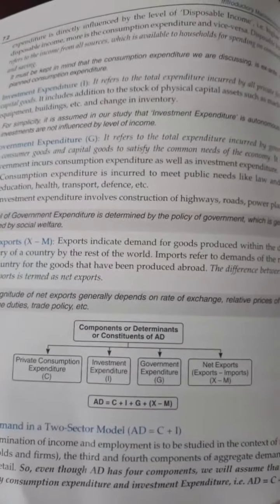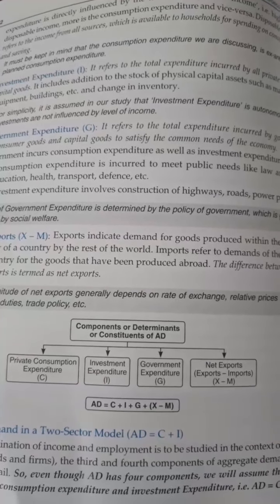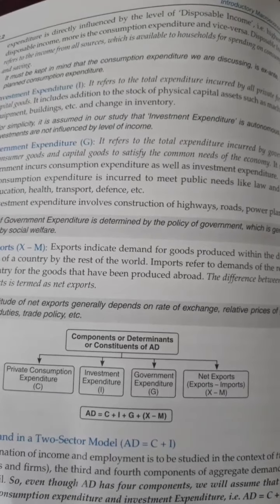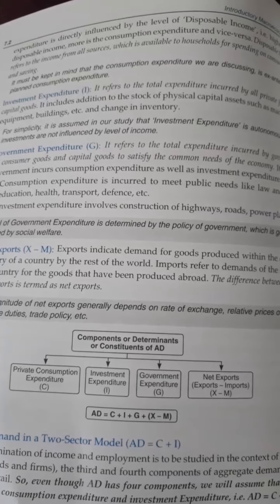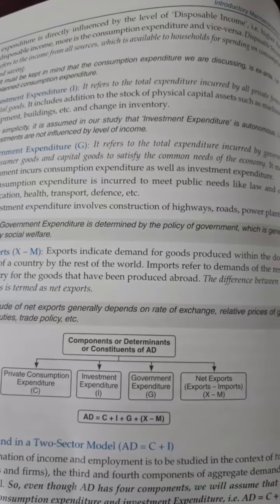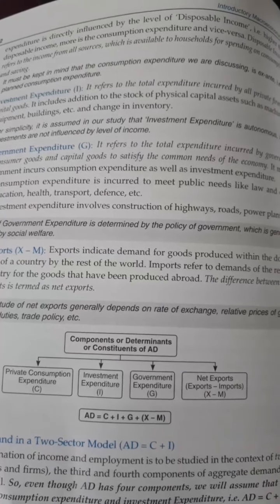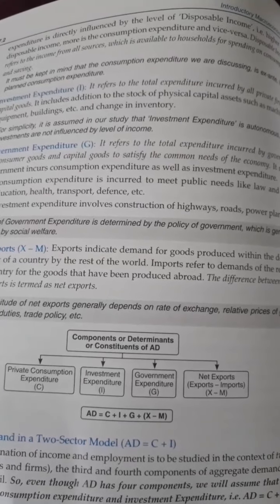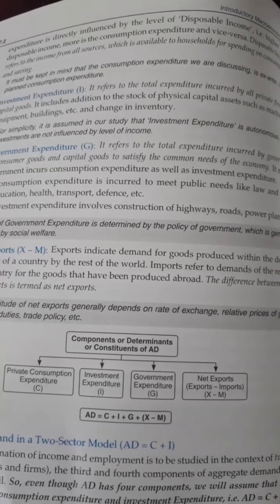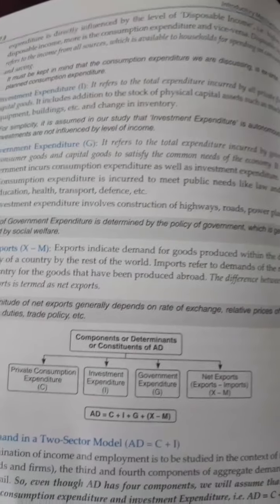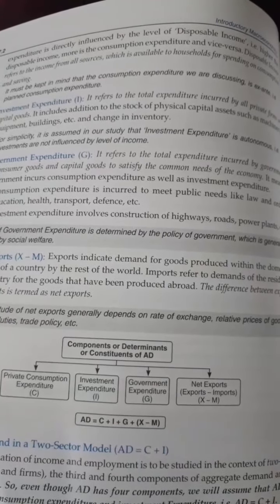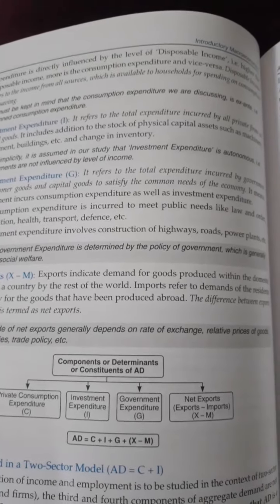So the components of aggregate demand are private consumption expenditure, investment expenditure, government expenditure, and net exports, that is X minus M. AD, which is represented as capital A, capital D, is aggregate demand. It is the sum total of all four components: C, consumption expenditure; I, investment expenditure; G, government expenditure; and X minus M, net exports. Understood? This is AD equal to C plus I plus G plus X minus M. This is what AD is.